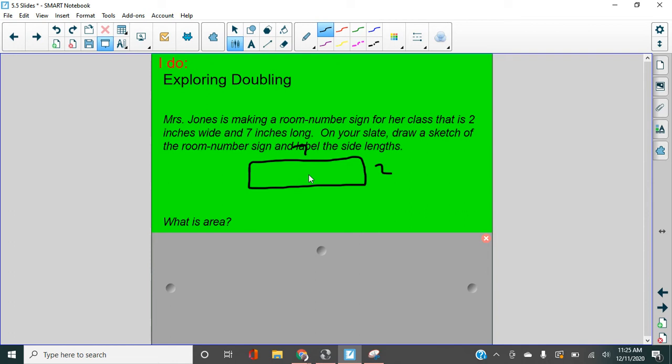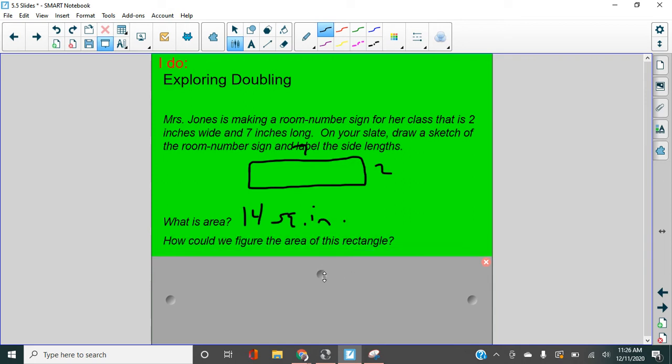The area is 14 square inches, right? Area is the space on the inside. Now, we don't have all the boxes here, but you can remember that we do the length times the width. So the area is 14 square inches. Always have to label it. All right. We just talked about how we could find the area of this rectangle.